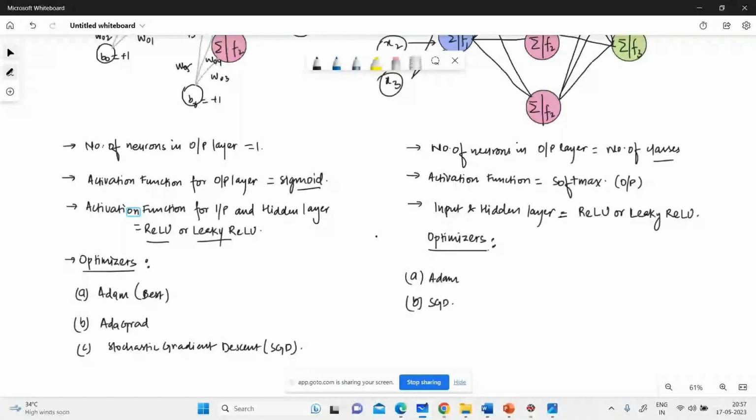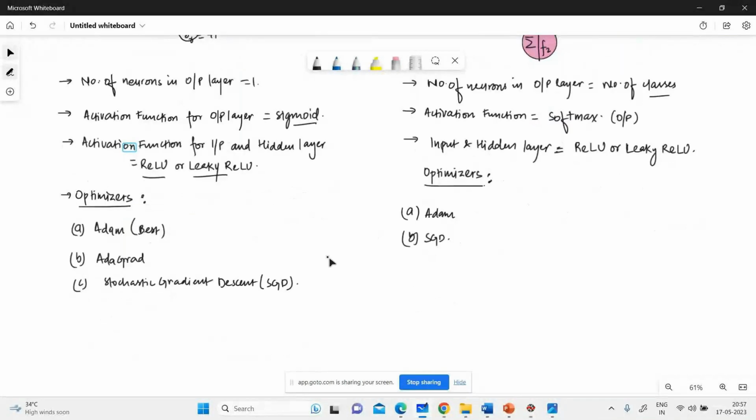What is a loss? Loss function or error function, one and the same thing. For binary classification, the loss function is given by binary cross entropy. Again, for multi-class, the loss function is given by categorical cross entropy.